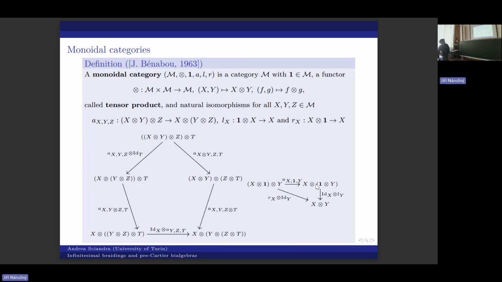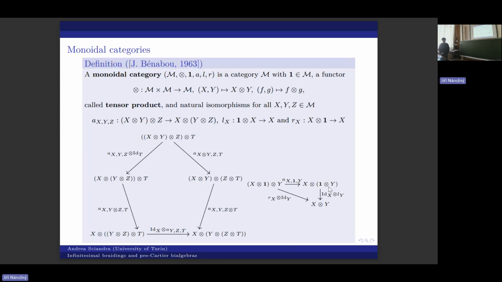For the triangle one, if you start with an object of this form, what you can do is apply the right constraint here and fix Y. And this must be the same as doing first the associator and then fix X and apply the left constraint on Y.